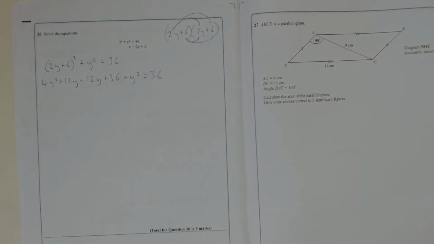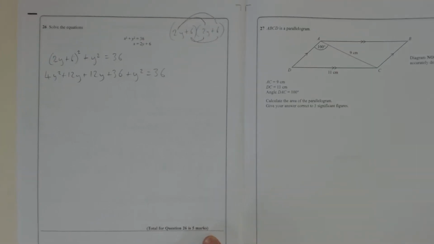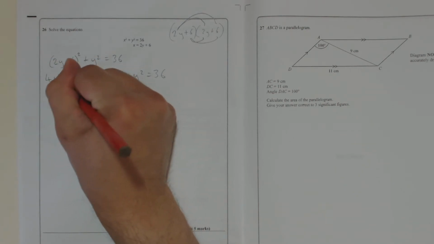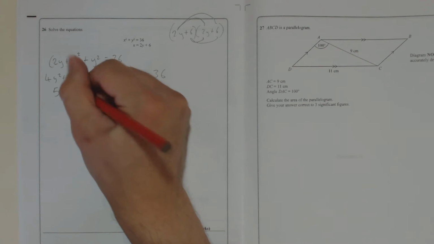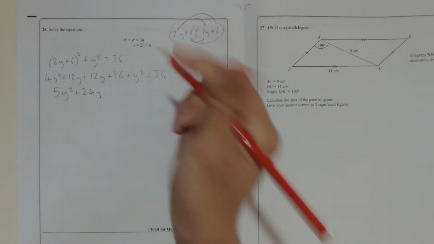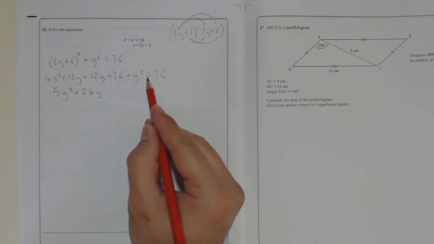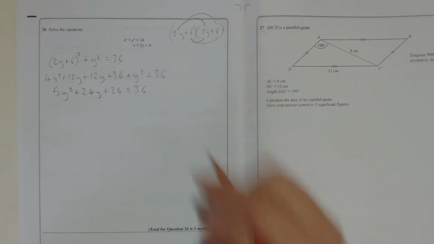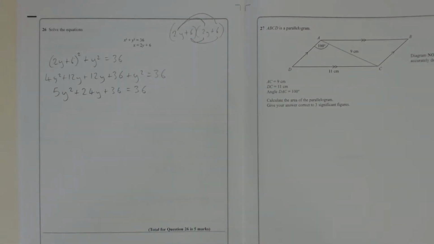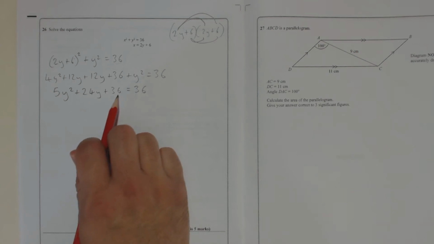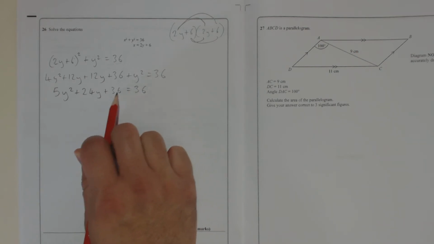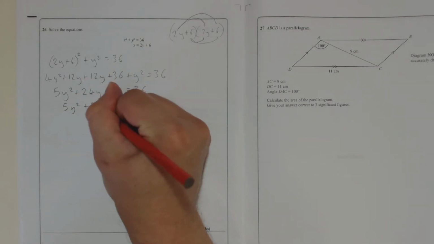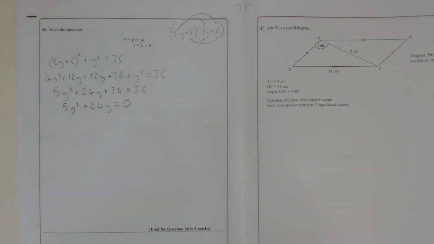Now we're going to tidy it up by gathering our like terms. You've got 4y squared and a y squared, so that means we've got 5y squared. You've got 12y and another 12y, so that's plus 24y. You've got the number 36 there, and it equals 36 there. To solve an equation like this, you want it to equal 0. We've got 36 on that side and 36 on that side, so we can subtract 36 from both sides, and you get 5y squared plus 24y equals 0.